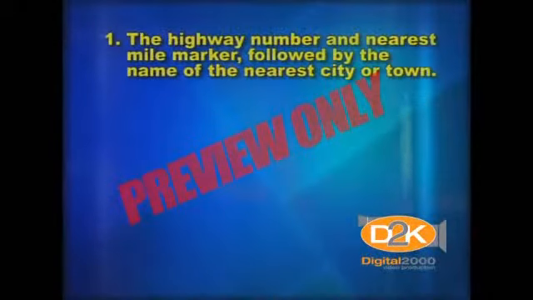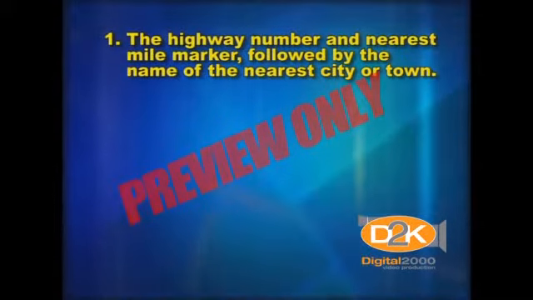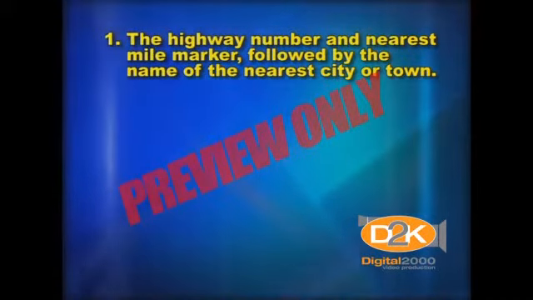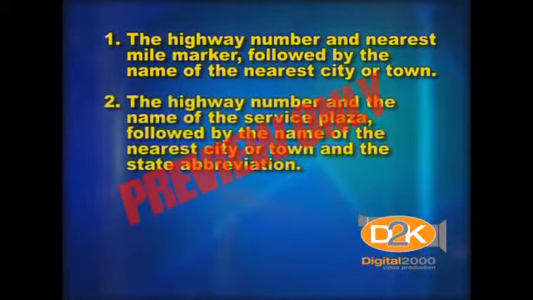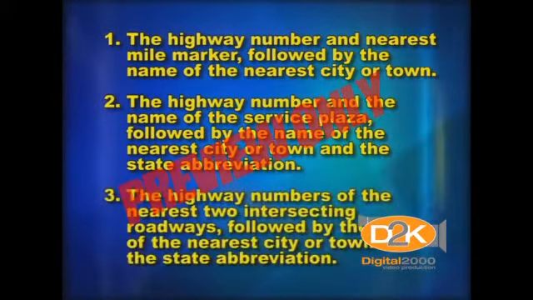Number 1, the highway number and nearest mile marker, followed by the name of the nearest city or town and the state abbreviation. Number 2, the highway number and name of the service plaza, followed by the name of the nearest city or town and the state abbreviation. And number 3, the highway numbers of the nearest two intersecting roadways, followed by the name of the nearest city or town and the state abbreviation.